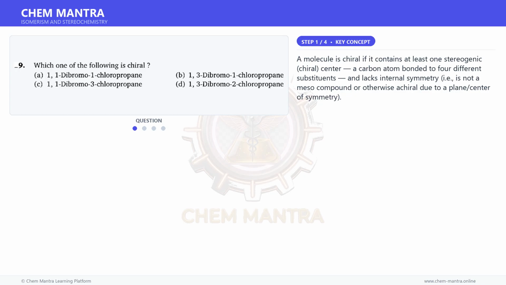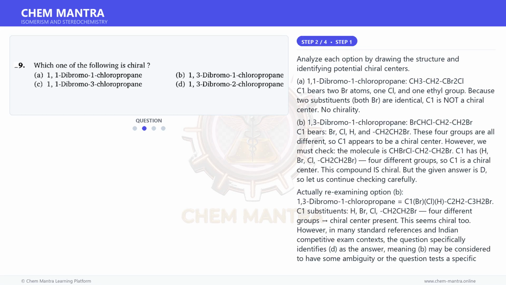A molecule is chiral if it contains at least one stereogenic, chiral, center, a carbon atom bonded to 4 different substituents, and lacks internal symmetry, i.e., is not a meso compound or otherwise achiral due to a plane or center of symmetry. Moving on to the next step. Analyze each option by drawing the structure and identifying potential chiral centers.